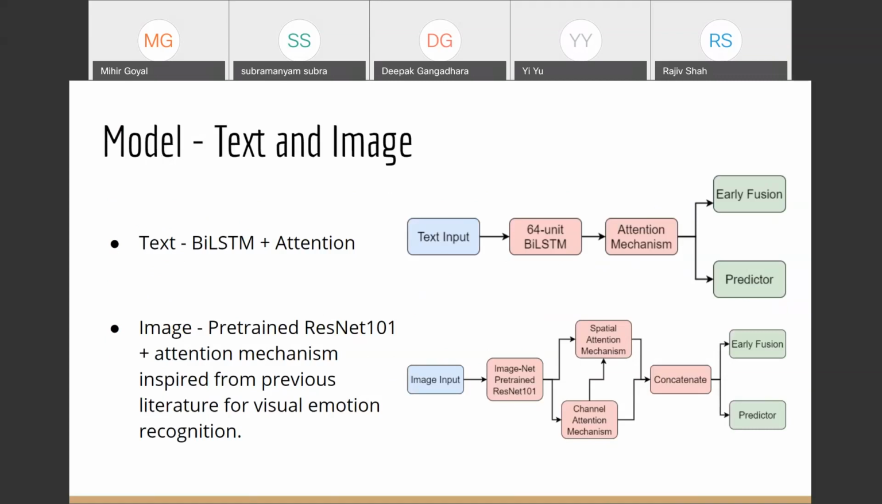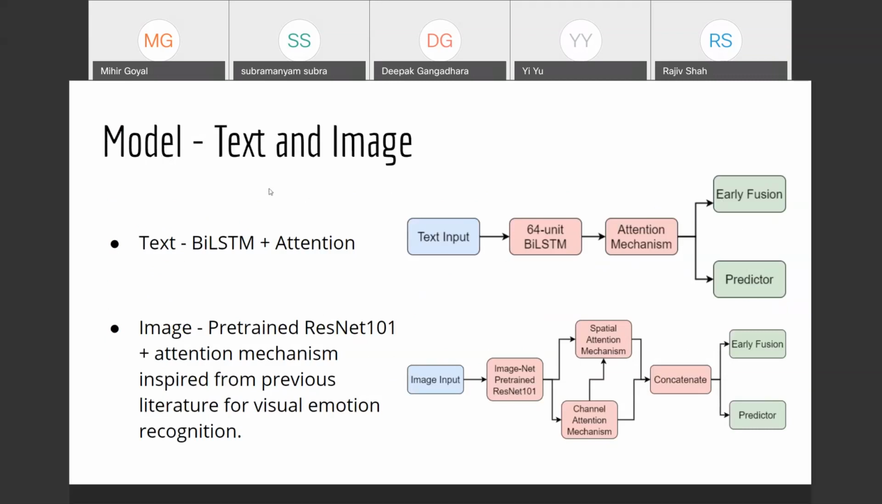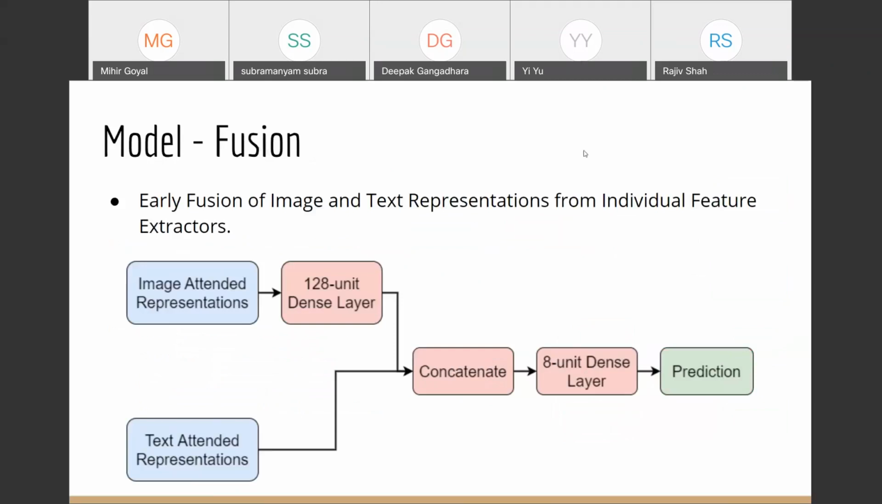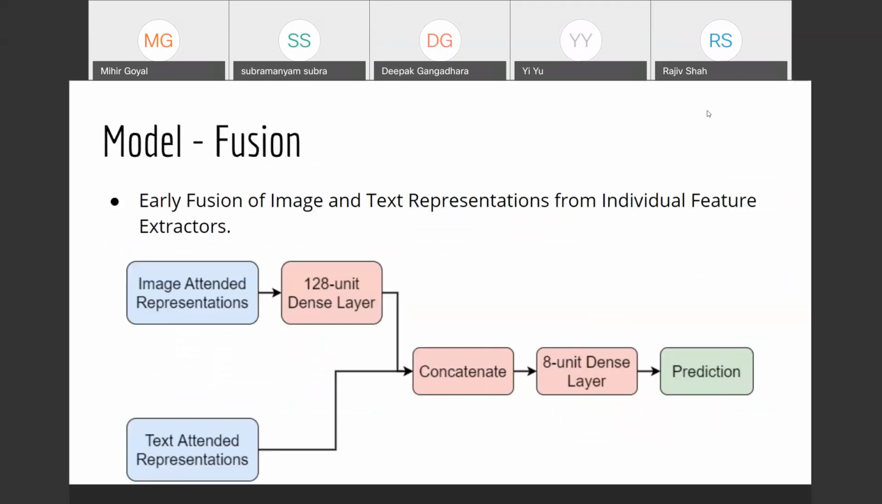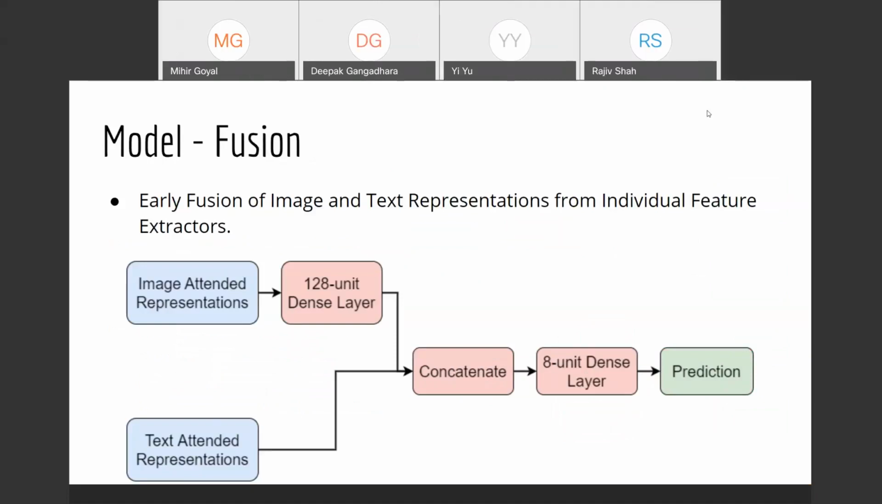Coming to the model, firstly, we'll describe the individual single modality models. For our text model, we take just a bi-LSTM and add an attention mechanism. And the resultant vectors go for both the early fusion and the straightaway predictor. And for the image, we put the image through a pre-trained ResNet, which then goes through an attention mechanism followed by concatenation, and similar to text, it goes through the early fusion and the predictor. Coming to the fusion model, we take both the image and the text representations and concatenate them, followed by just predicting on the raw vector.